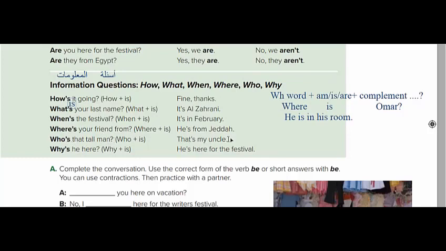إنه خالي أو عمي. Why is he here؟ What's the meaning of why؟ لماذا؟ إيش السبب؟ Why is he here؟ He is here for the festival or because of the festival. Festival, المهرجان. Why is he here? He is here for the festival. إنه هنا من أجل المهرجان.